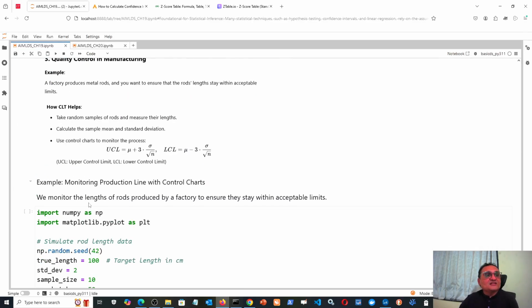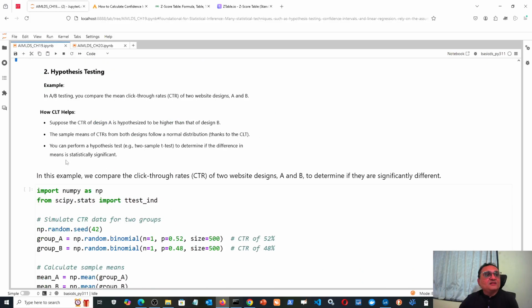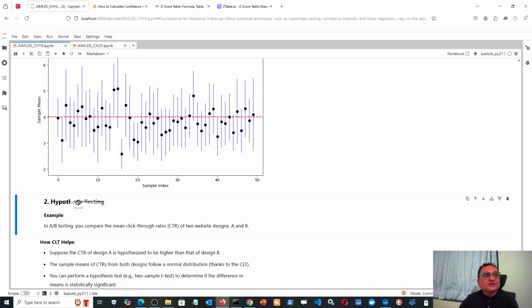Now for the next example, we will take a second use of this central limit theorem, that is in hypothesis testing. So see you at that time, and just hang on.